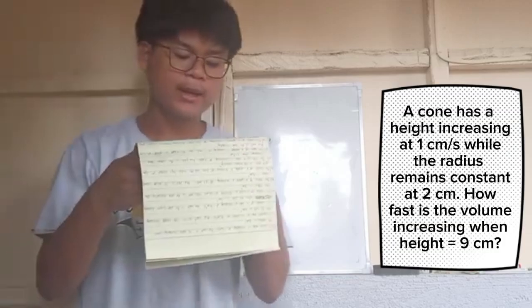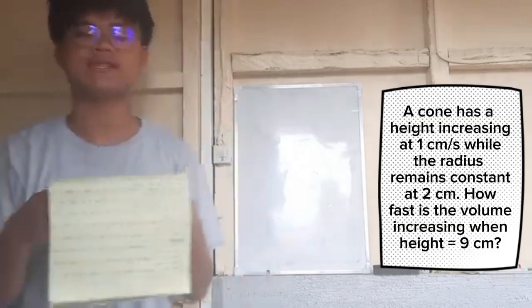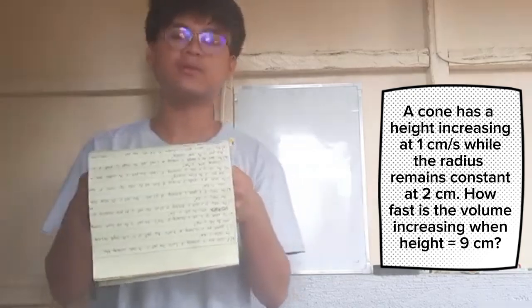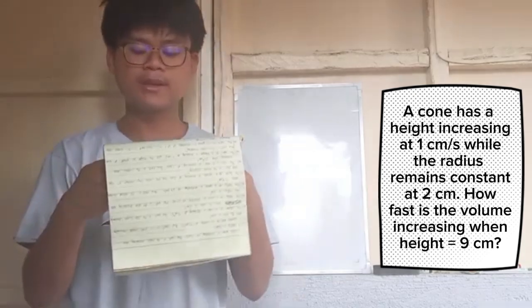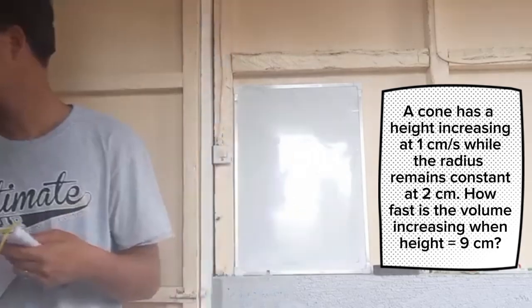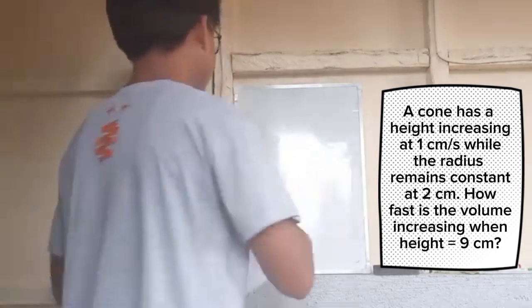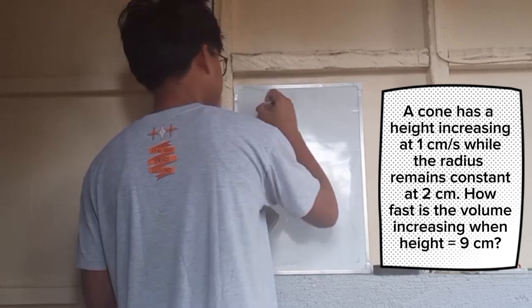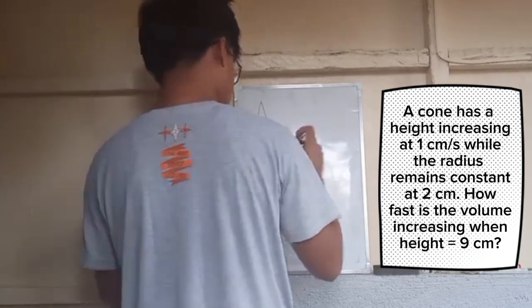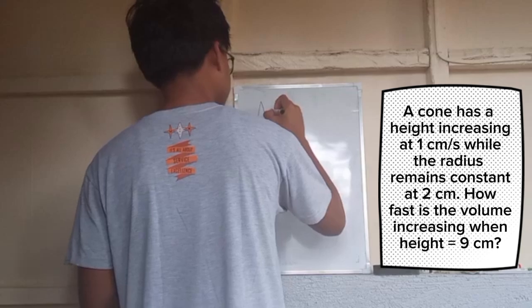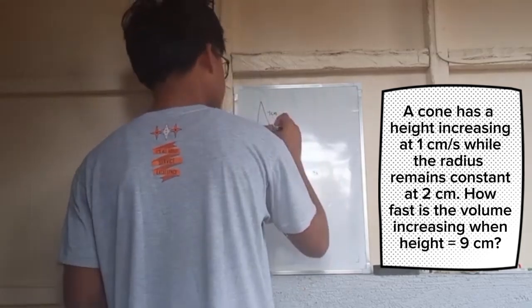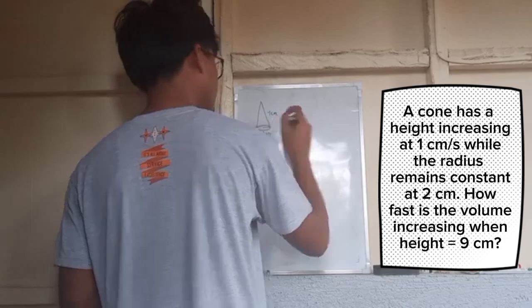A cone has a height increasing at 1 centimeter per second, while the radius remains constant at 2 centimeter. How fast is the volume increasing when the height is equal to 9 centimeter? So we'll draw the cone having the height of 9 centimeter, and our radius is equal to 2 centimeter.